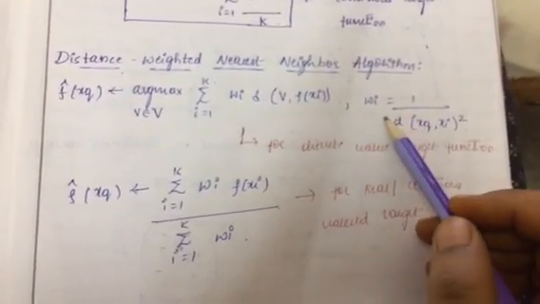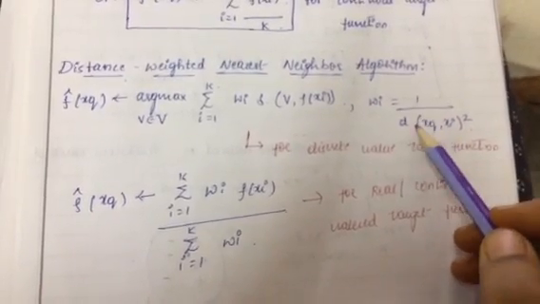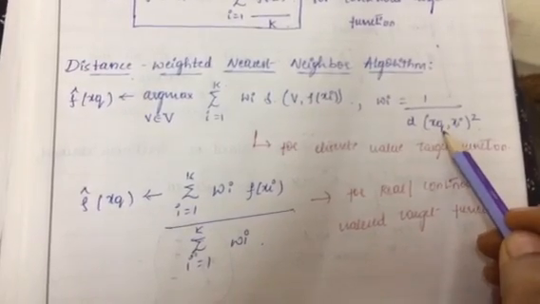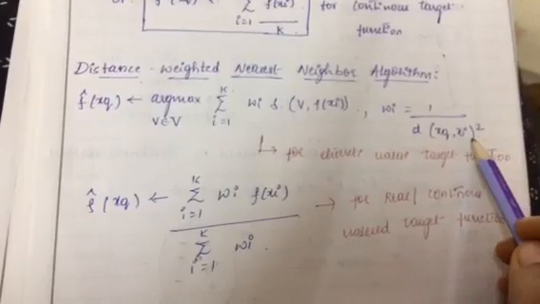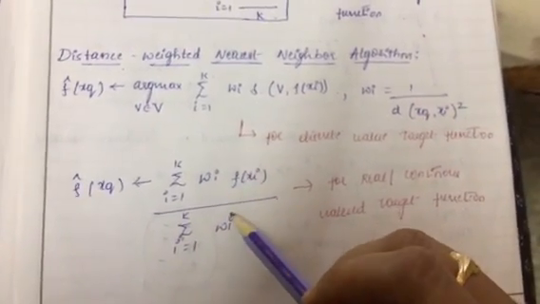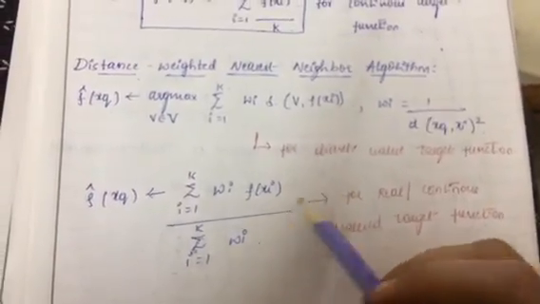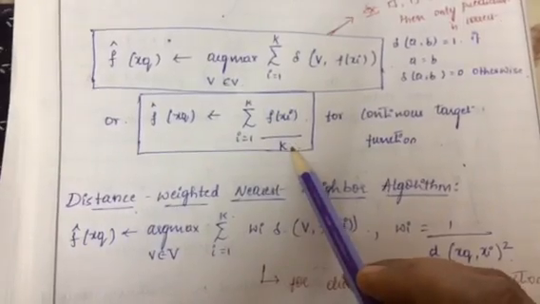Now how do we calculate the weight? As I have told, the weight is calculated using a formula: the inverse of the square of its distance from xq. Here xq is the query point and xi are the different data points being considered. Now, if it is for a continuous or real valued target function, we know that this is the formula for a continuous or real valued target function.